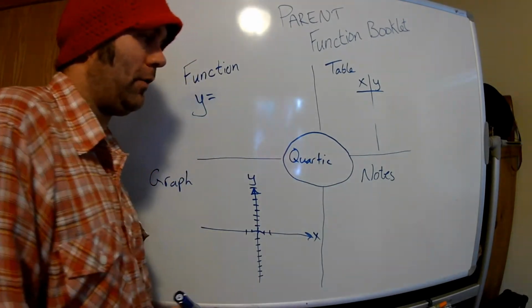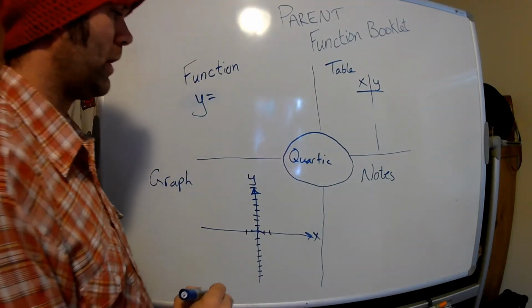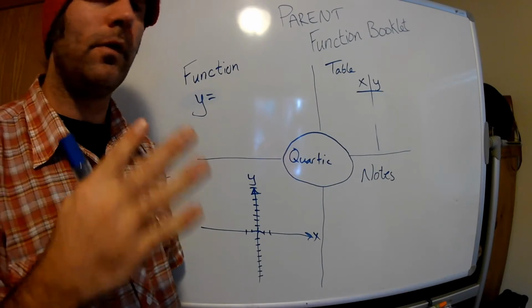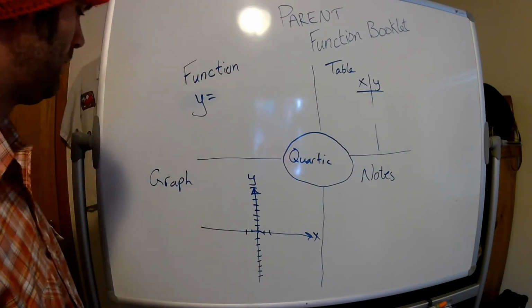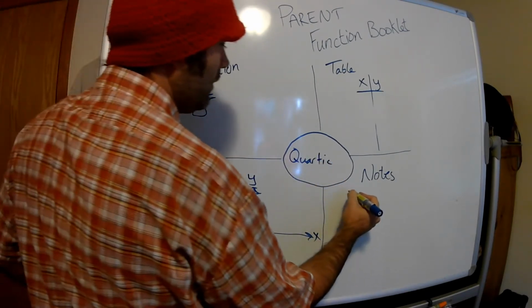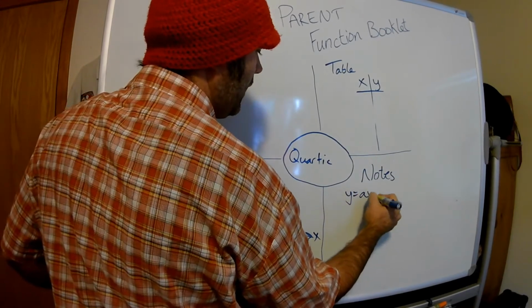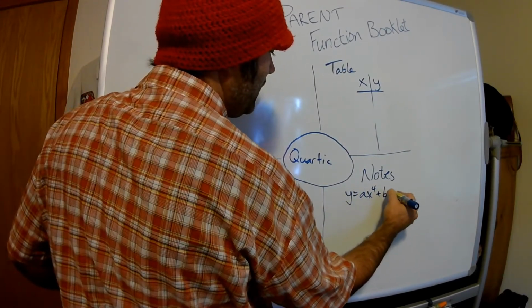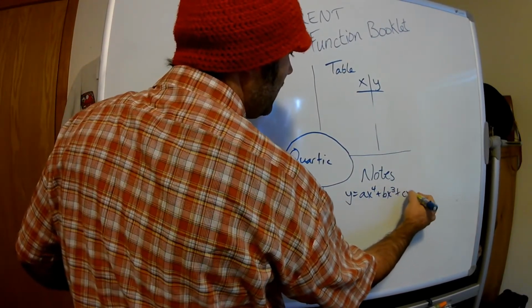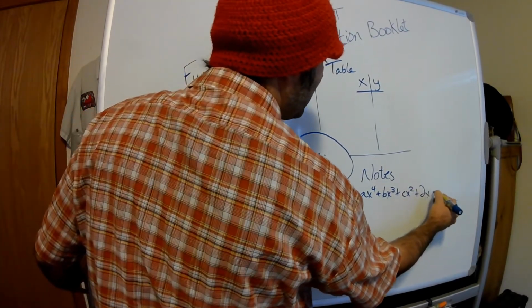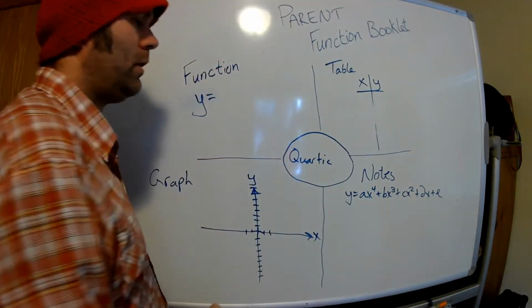And I'm pretty sure I spelled that right. Quartic. It just needs 4. So this is a 4th degree polynomial. So it could be written in the form y equals ax to the 4th plus bx cubed plus cx squared plus dx plus e.